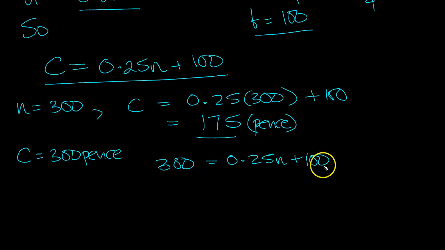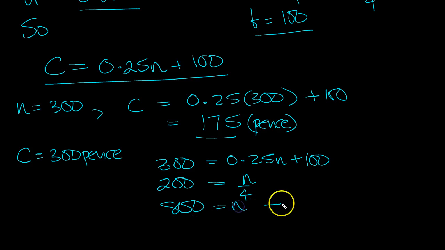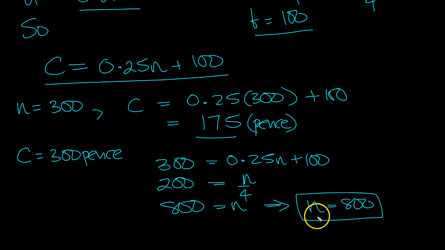Now let's work with that. Move the 100 over to make 200, because it takes away. This is 1/4 n, and you can write that as n over 4. Move the 4 up. In other words, n is equal to 800. 800 of the widgets can be produced.